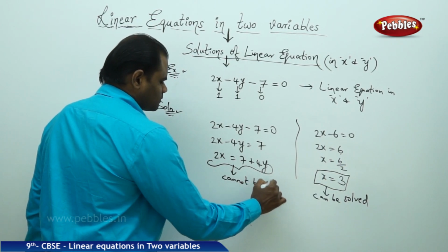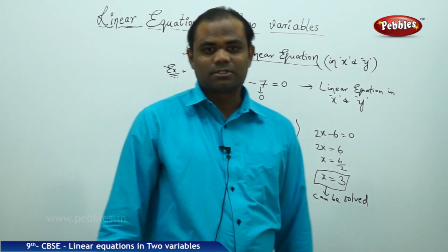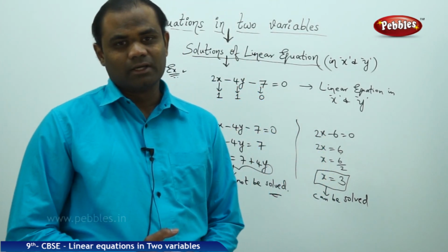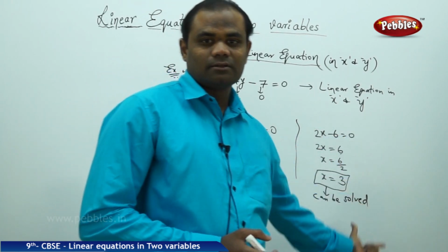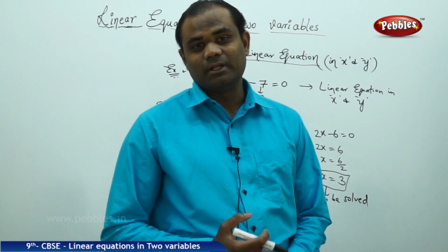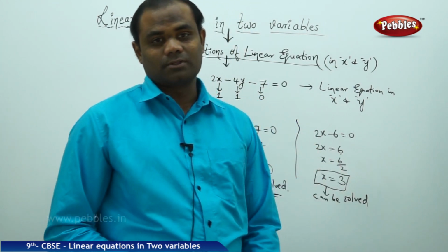Cannot be solved. So let's see what the limitations are in solving a linear equation in two variables x and y, unlike the linear equation in one variable x, which can be solved by a simple mathematical process.